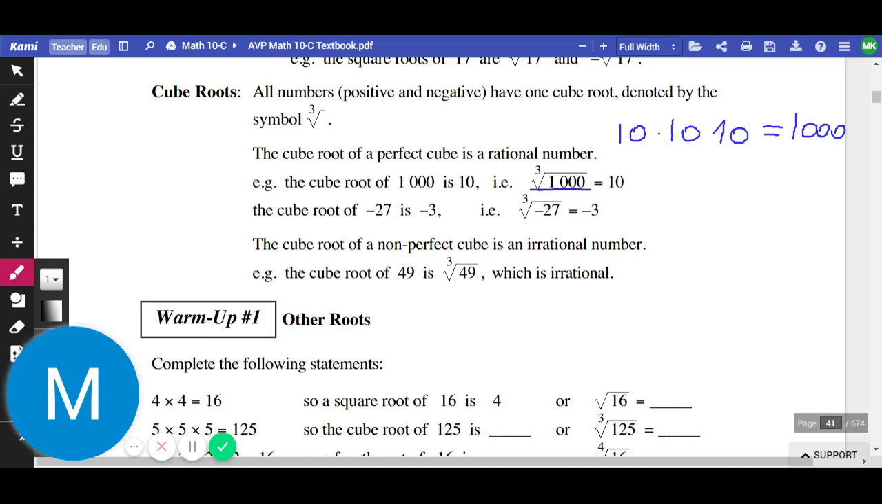Awesome. The cube root button is hidden. It's in a menu somewhere on your calculator. So if you've got a calculator like this and you want to see the cube root button, you have to hit math.